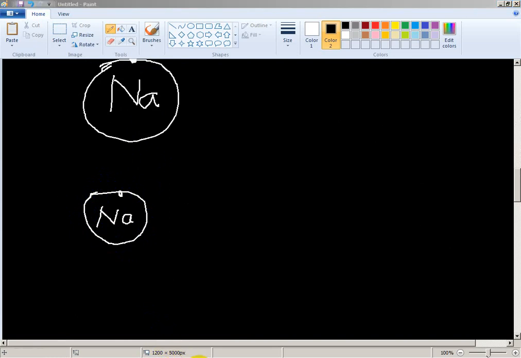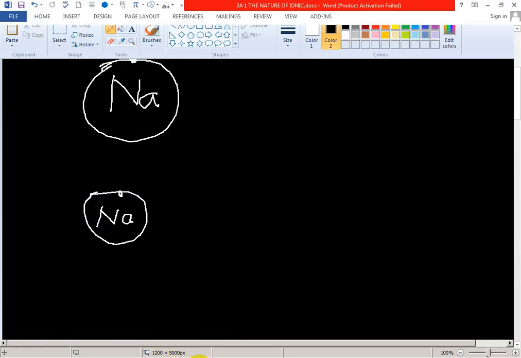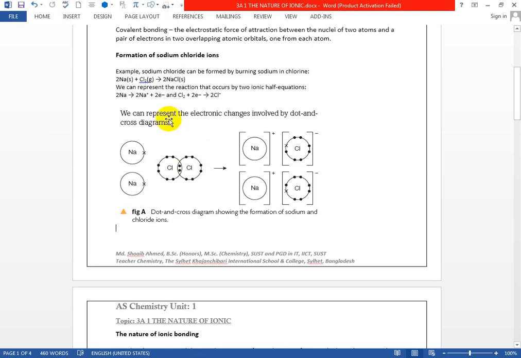Okay, look, next is the chlorine atom, two chlorine atoms. The chlorine molecule is formed by a covalent bond, so it is written this way, chlorine atoms. Then it is formed this way. I will not draw more things. This is the dot and cross diagram showing the formation of sodium and chloride ions.